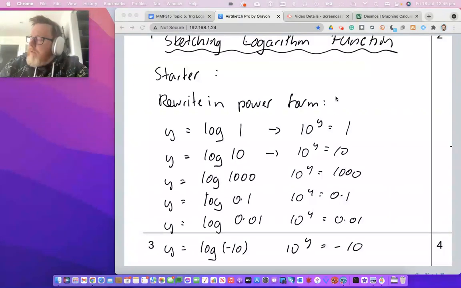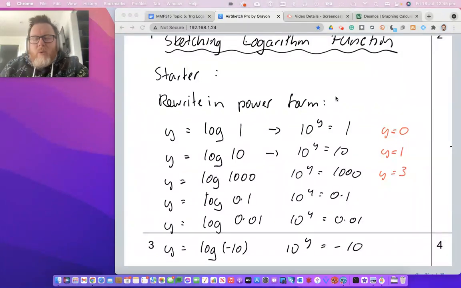Okay, hopefully you did pause the video. 10 to the power of what equals 1? Well, 1 is 10 to the power of 0, right? So that means that y equals 0. 10 to the power of 1 equals 10, so y equals 1. 10 to the power of 3 is equal to 1,000, so y equals 3.